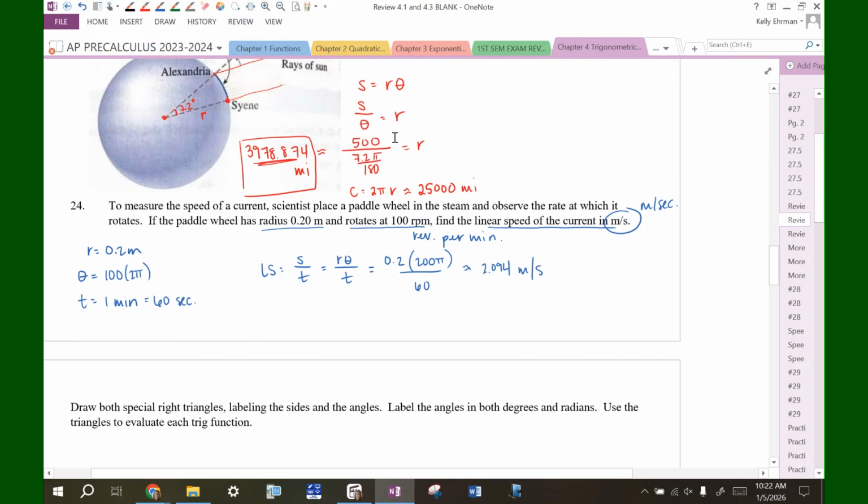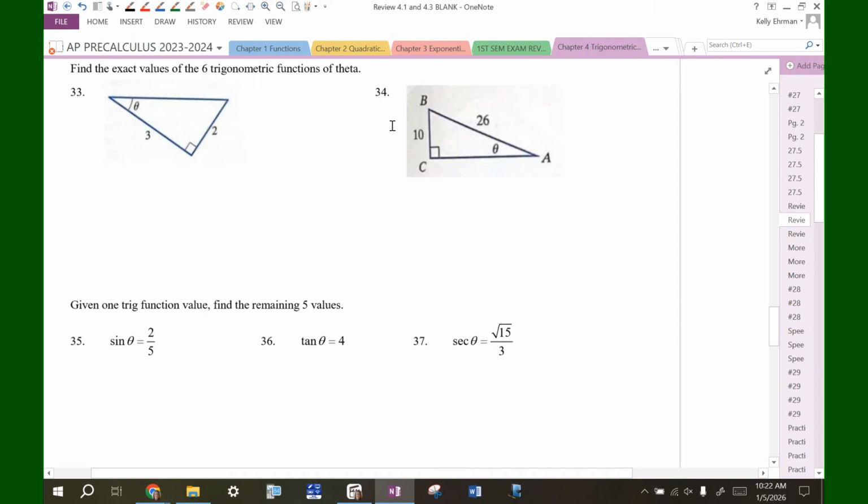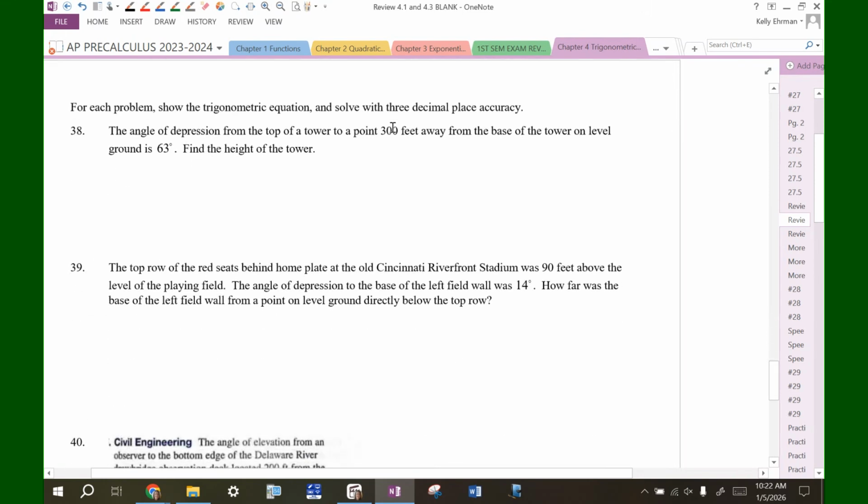Okay, what are the other types of calculator problems? It's the right triangle trig stuff. So let me skip past the non-calc part. All right, so for these problems, show the trig equation, solve with 3 decimal point accuracy. You've got to write some stuff down, even if you're ending up solving by graphing later on.